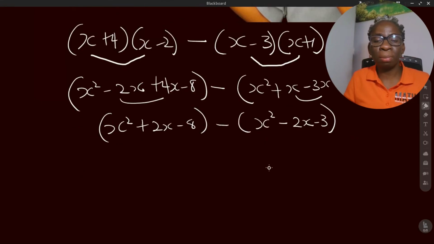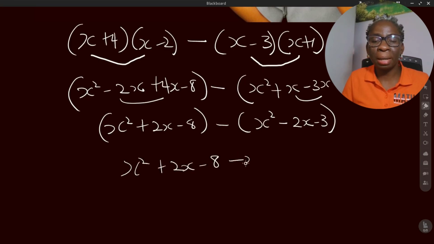Now, we have to multiply everything in this second bracket by this negative so that we have x squared plus 2x minus 8, then minus x squared plus 2x, then plus 3.